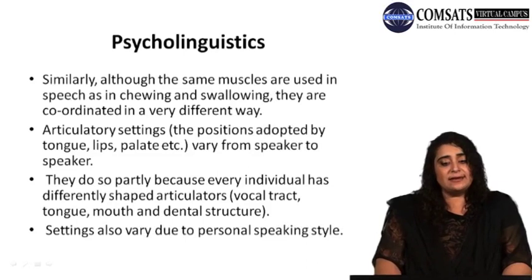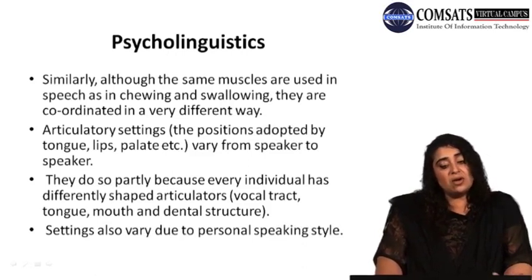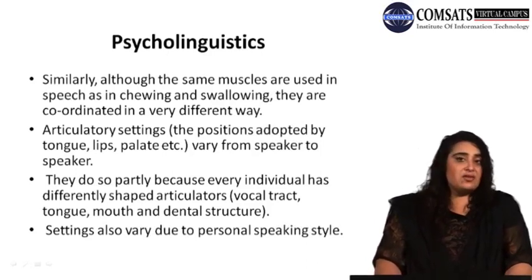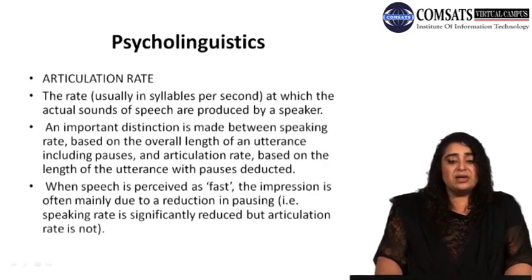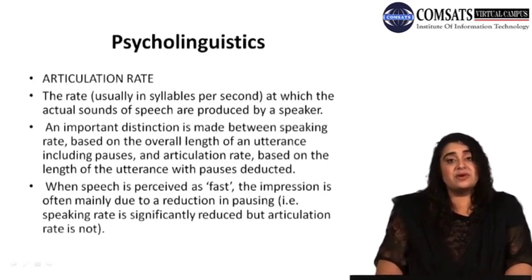So articulatory settings, the positions adopted by the tongue, lip and palate, etc., vary from speaker to speaker. They do so partly because every individual has differently shaped articulators, vocal tract, tongue, mouth and dental structure. Settings also vary due to personal speaking styles, so every person has their own style of speaking. Now articulation rate: the rate is usually measured in syllables per second.